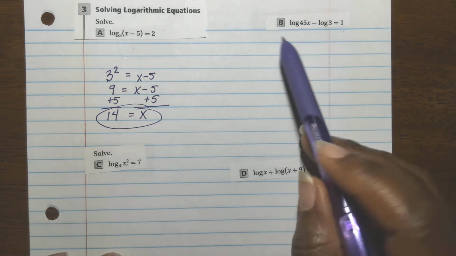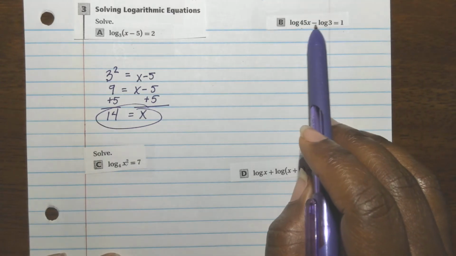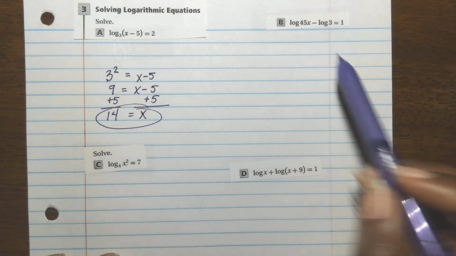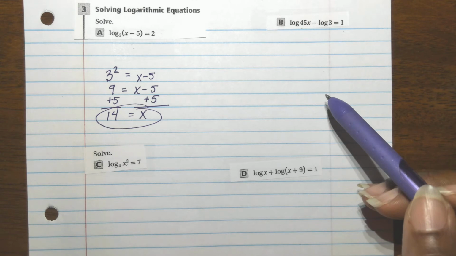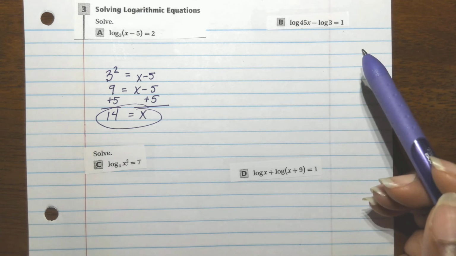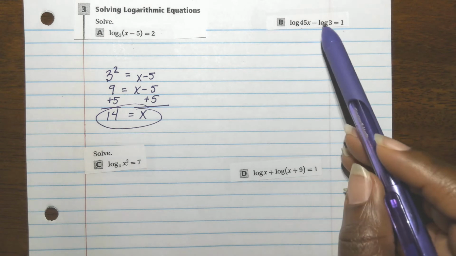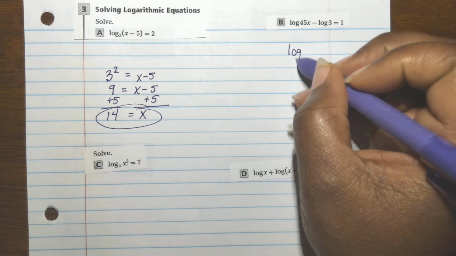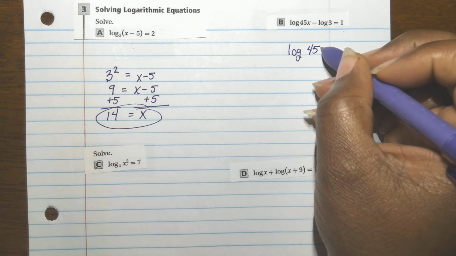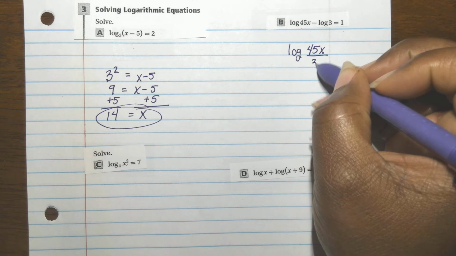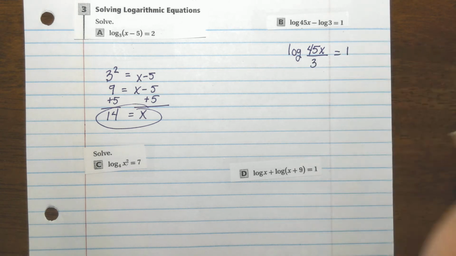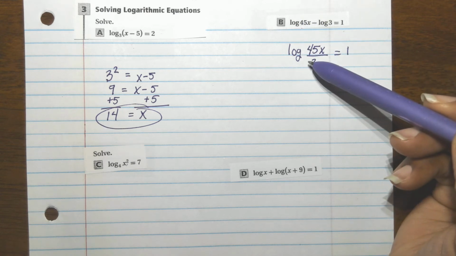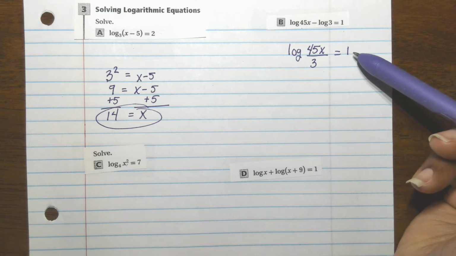Question B. Here I have that log of 45x minus log of 3 is equal to 1. Now here I have two logs being subtracted in this equation. What we want to do is to employ our log properties to combine these two logs into one. And if you recall, subtracting logs is the same as division. So that's log of 45x divided by 3. So this is our equation with the property applied.